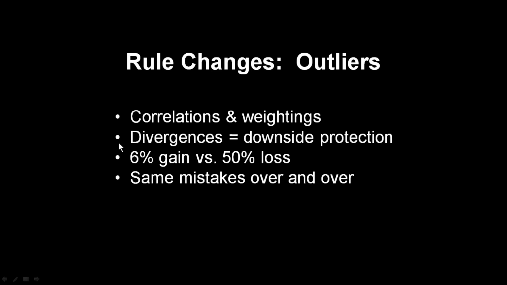We'll talk about the divergences giving us downside protection, where maybe we were under-allocated during a 6% gain. But we'll talk about bear markets and how our models protect against the losses. Investors tend to make the same mistakes over and over again, and they seem to be gravitating back towards buy and hold.